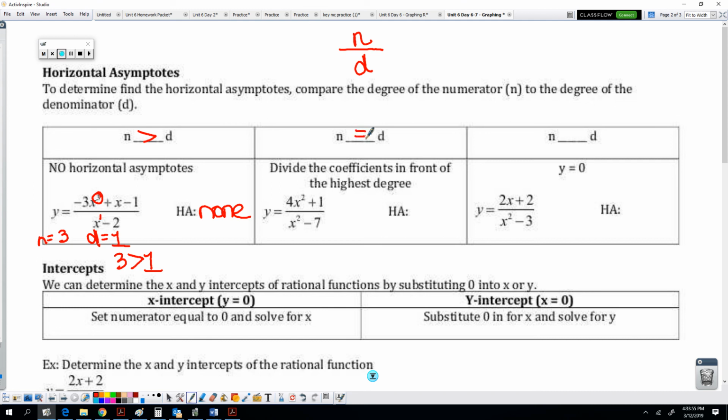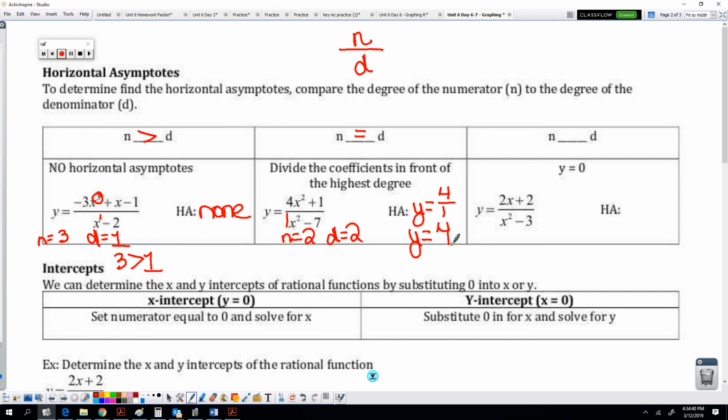Now, for the next one, when your n, your top degree, is equal to the bottom degree, let's see what happens. On this one right here, my degree on top is 2. The degree of your bottom one is also 2. So since they are exactly the same, you take a look at the coefficients in front and divide. See how it's x squared? Your coefficient in front is a 4, and the coefficient in front of the bottom is a 1. So your horizontal asymptote is 4.